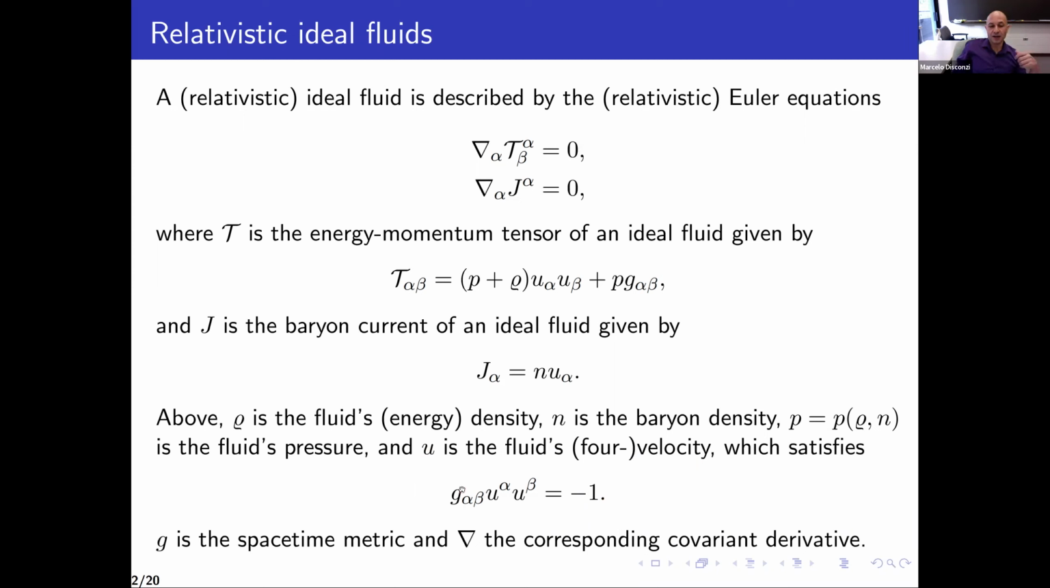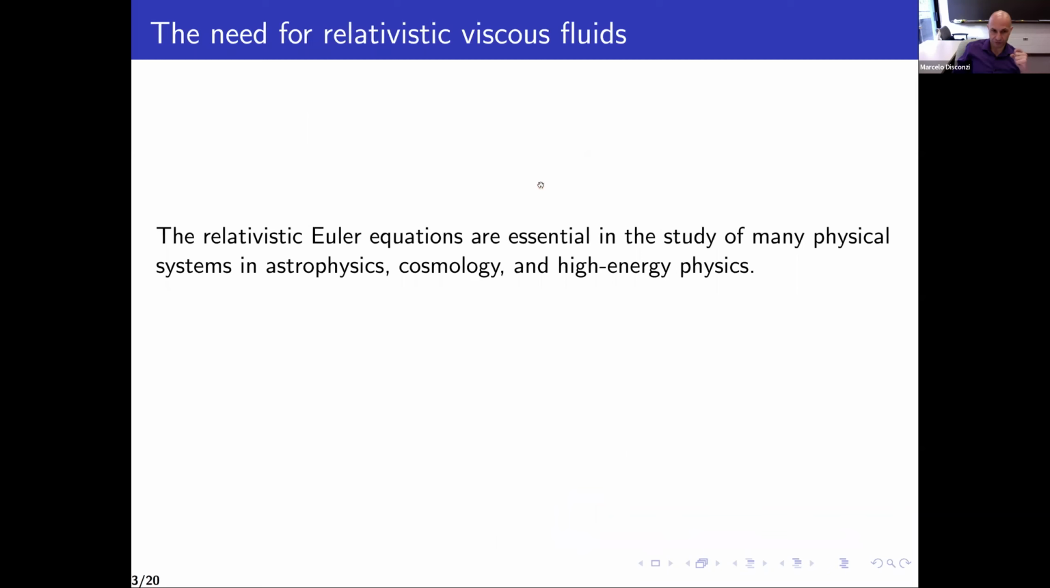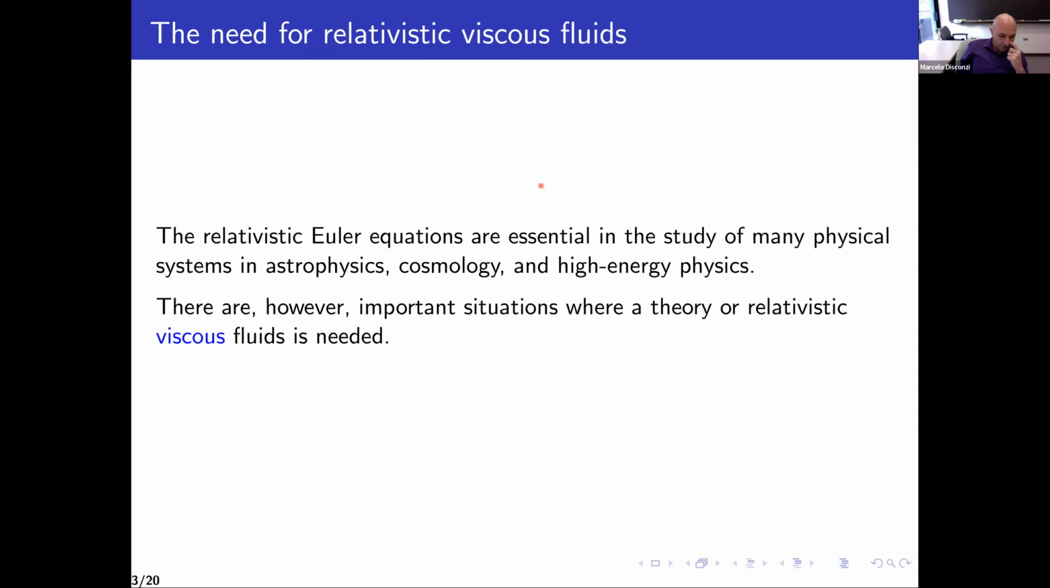g here is the space-time metric. And remember, because it's relativity, that's a Lorentzian metric. So, of course, it's allowed for the norm squared to be negative. And ∇ is the covariant derivative. Now, these equations are essential in the study of many physical systems. It's textbook material. But what I want to tell you about is that there are important situations where we need a theory of relativistic viscous fluids. So let me give you examples of situations in relativity where we need viscosity.